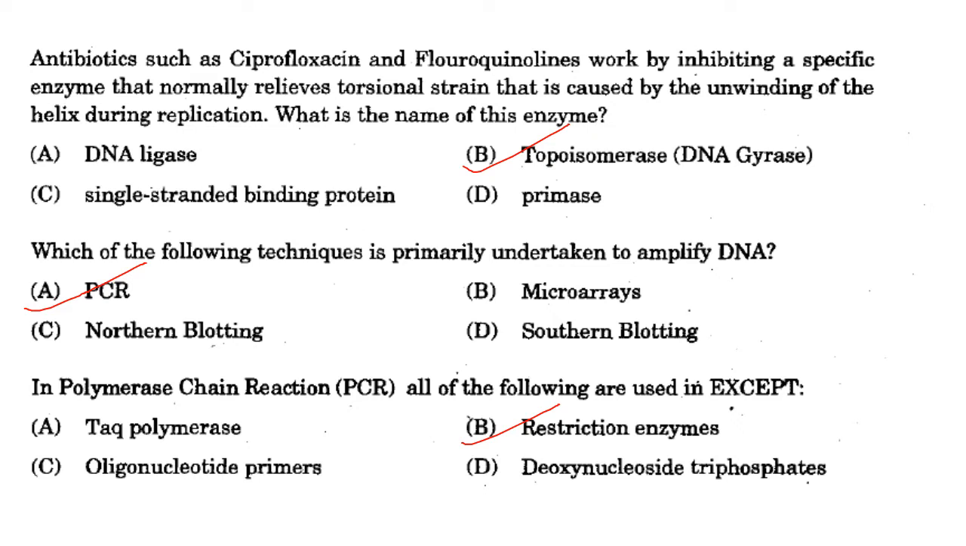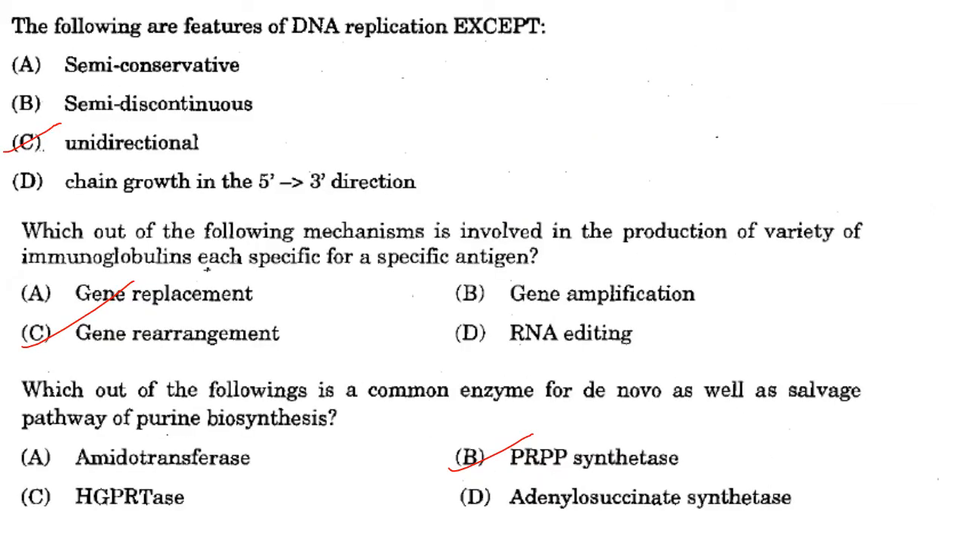Then next one. Which of the following techniques is primarily undertaken to amplify DNA? So we use the technique polymerase chain reaction or PCR. In polymerase chain reaction, all of the following are used except Taq polymerase, oligonucleotide primers, deoxynucleoside triphosphates. They all are used in polymerase chain reaction except restriction enzymes. Answer is option B. Then next one.